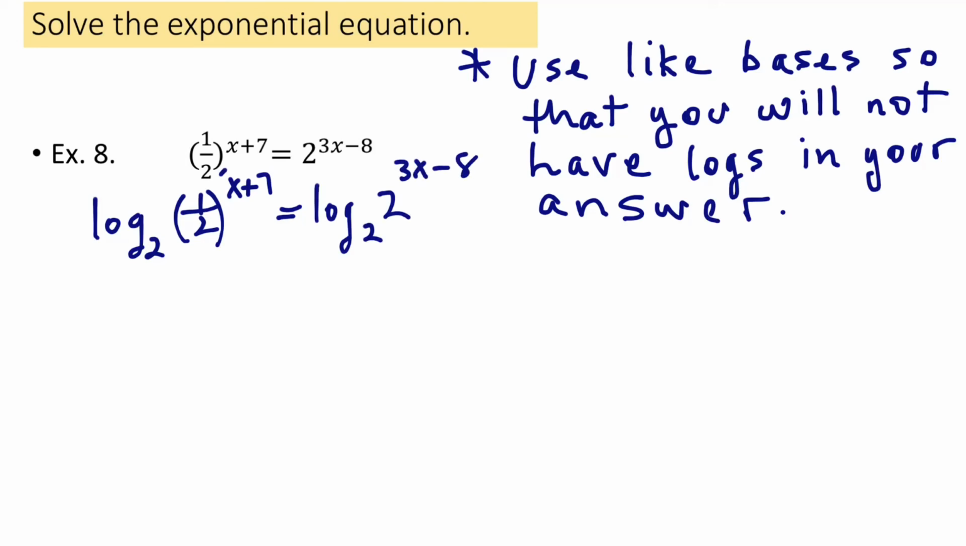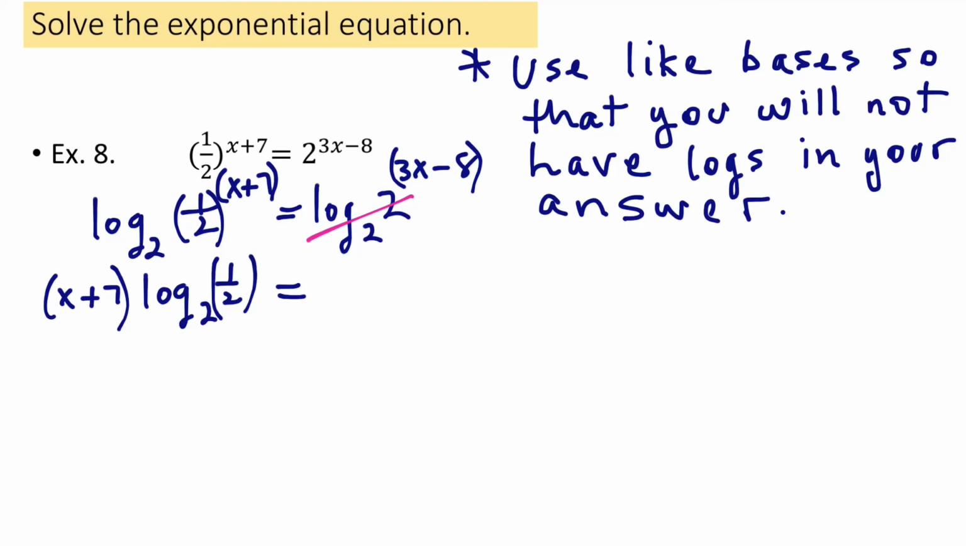All right, so these are my powers here. Okay, so the first thing I'm going to notice, the thing that stands out right away, is that I can cross this out here. So let's do that first. And then while we're at it, we can put the power over here in front using the power rule of logs. So let's simplify that equation a little. So we've got x plus 7 in front, log to the base 2 of 1/2 is equal to 3x minus 8.